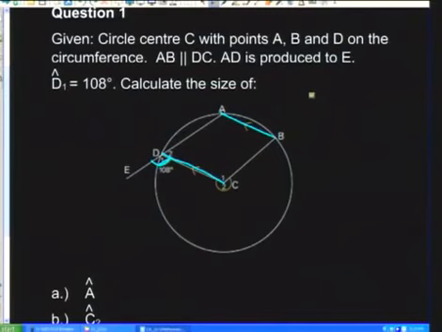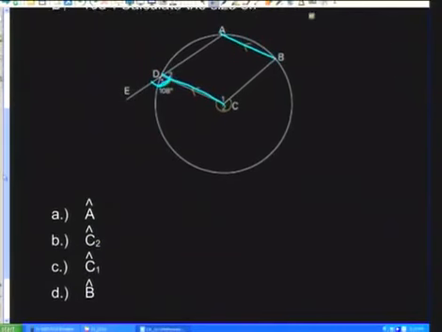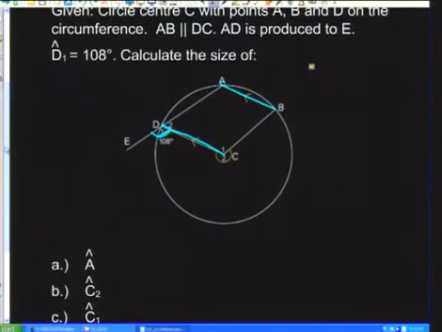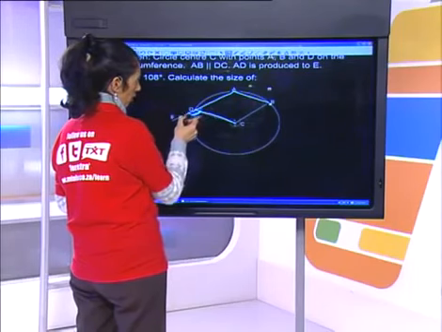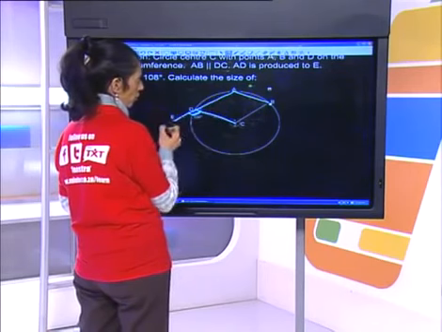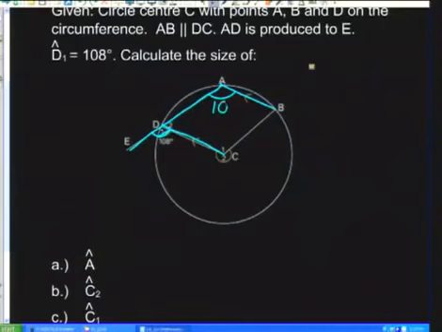And the question is to calculate angle A, C2, C1, and B. If this line is parallel to that, John went through earlier how parallel lines have got a special relationship if we draw the transversal, and that is that the corresponding angles are equal. So that would be 108.